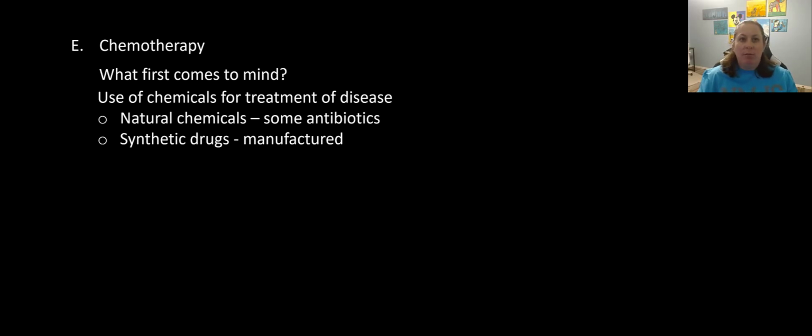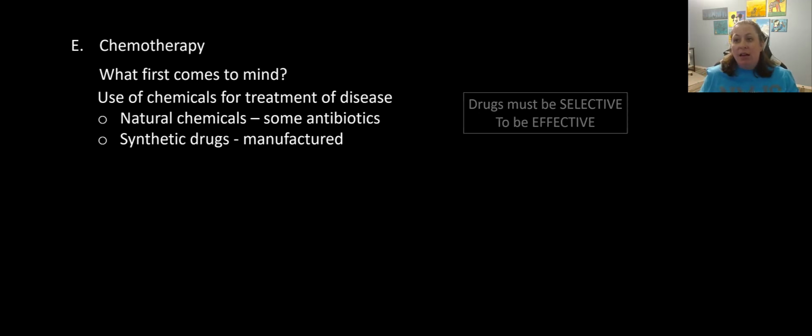you are doing chemotherapy. Now, some of these are natural chemicals, and this is what we see with some of our antibiotics, and some are synthetic drugs, which are manufactured or man-made. Now, when we look at these, we want these drugs or these chemicals to be very selective in order for them to be effective. All right, we need them to selectively fight what we need it to fight to be effective and not cause a bunch of side effects to us.